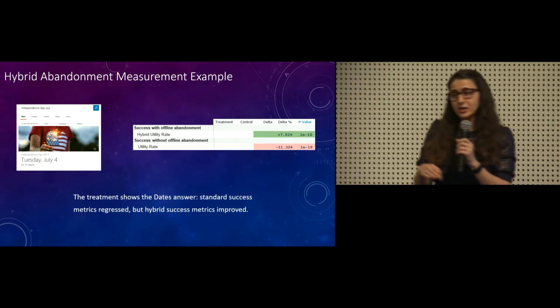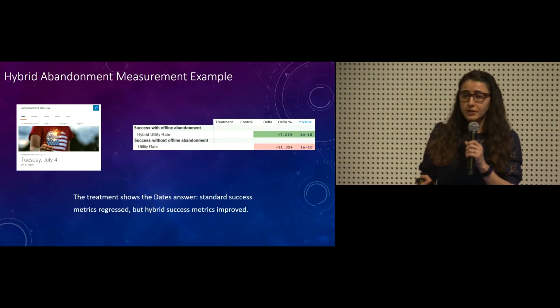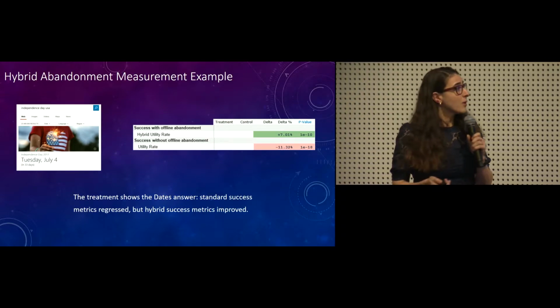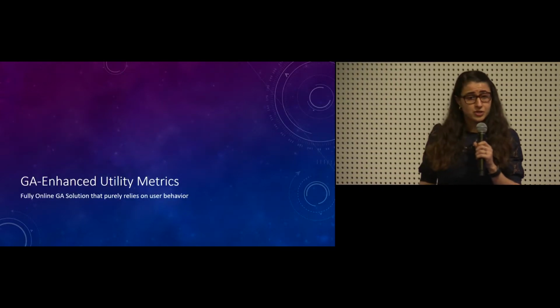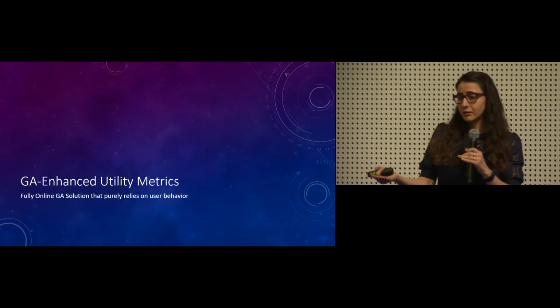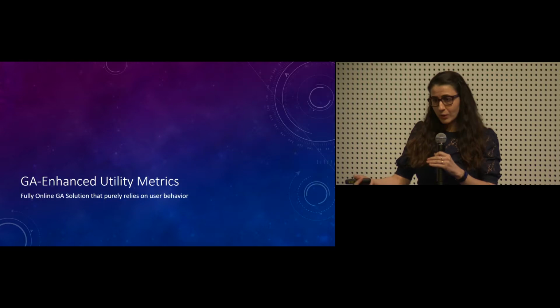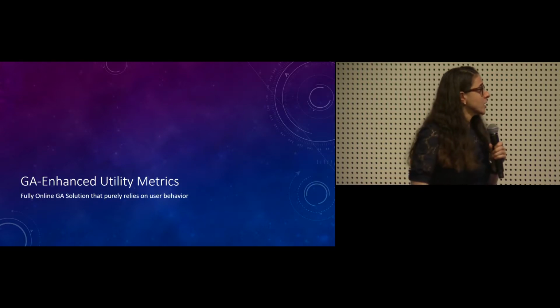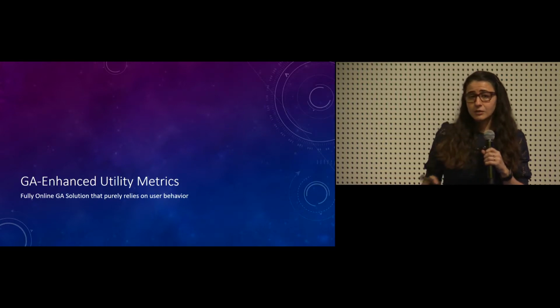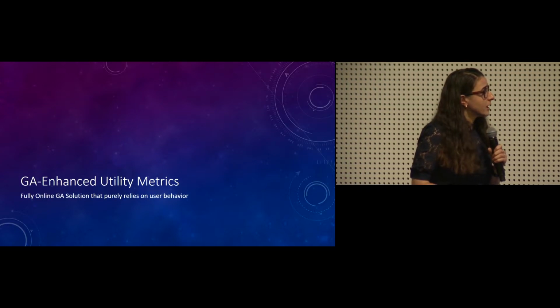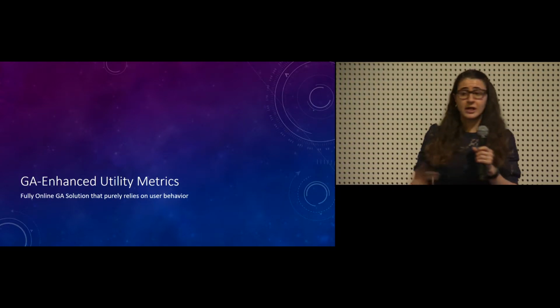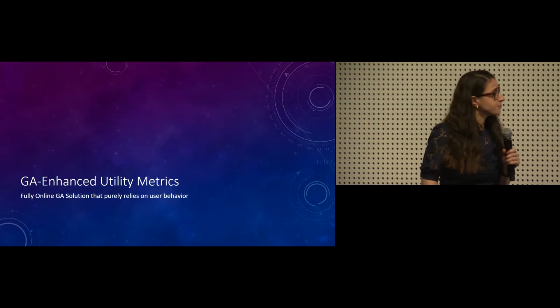While this is a very good way of quantifying your good abandonment overall, it's expensive because it uses judgments, and it also takes a while to get those judgments. So it's not very agile for feature teams to wait for that, because you need to run your experiment, then wait for judgments, and then make a decision. So we really wanted a fully online good abandonment solution that relies purely on user behavior.